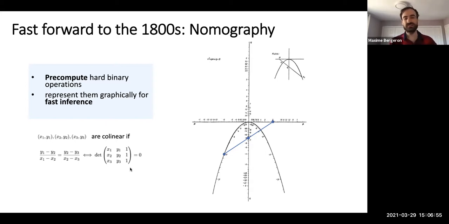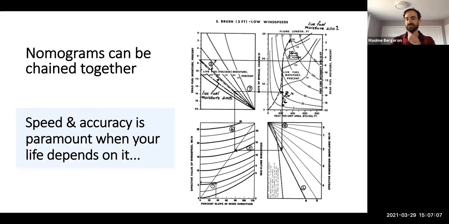But I think it ties into algebraic geometry a lot, right? Because you're trying to encode some nifty relations between things in a graphical way. So that was the state of the art in the 1800s. And you can play this game in a chain fashion, right? So you can have several nomograms on the same page and use them to build up solutions to harder and harder equations. And so in this case, speed and accuracy is paramount when your life depends on it.